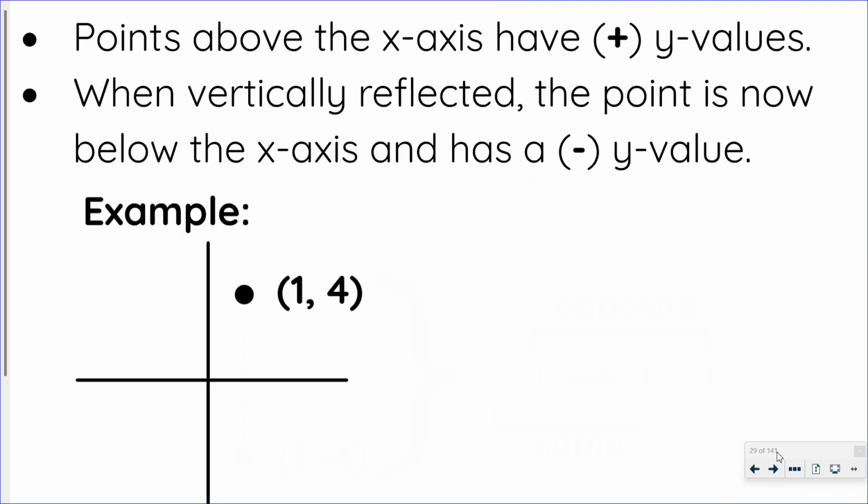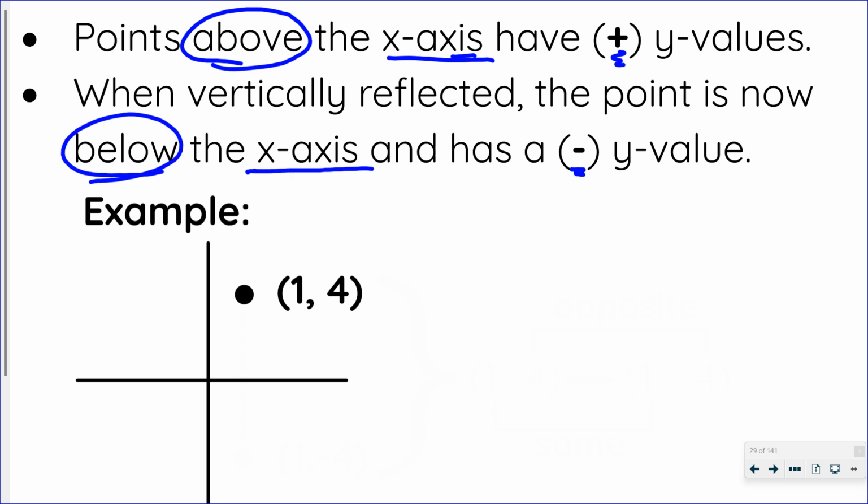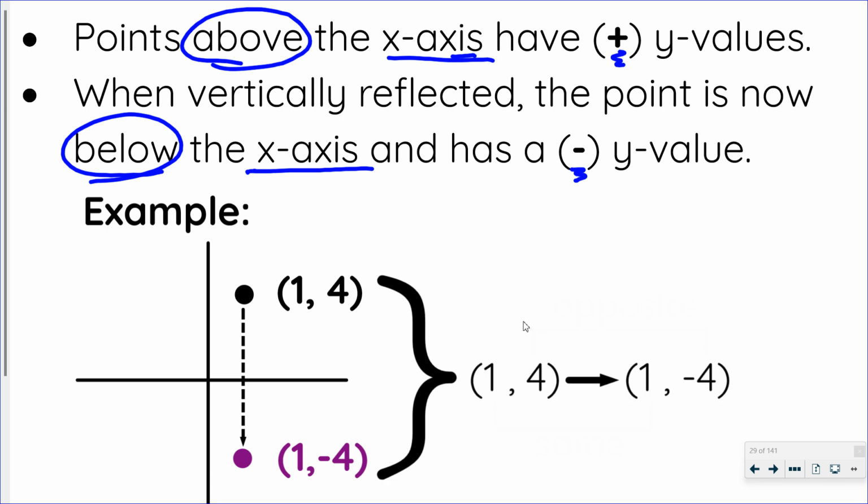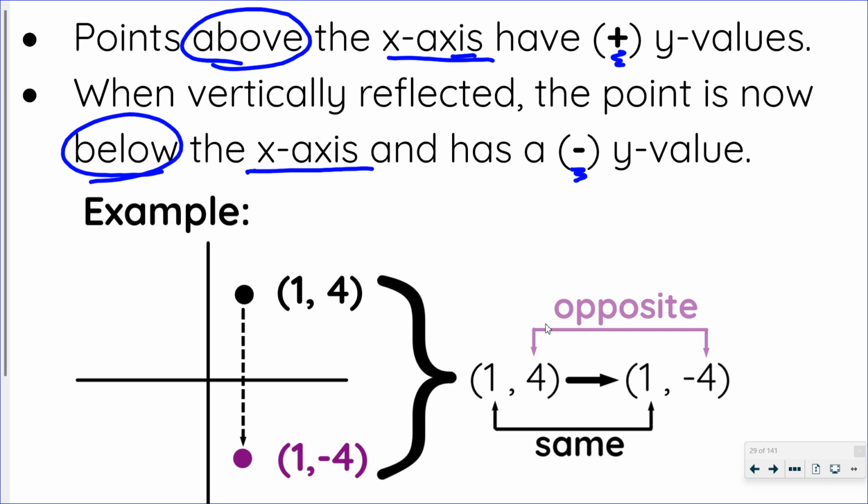Let's say that we have points above the x-axis. Points that are above the x-axis will always have positive y values. So if I reflect that, the point is now going to be below the x-axis and it will have a negative y value. For example, this point 1 and 4 is 4 units above the x-axis. When I reflect it, it becomes 4 units below the x-axis. So what you can see with the mapping notation here is that my x values stay the same. It is my y values that become opposite.